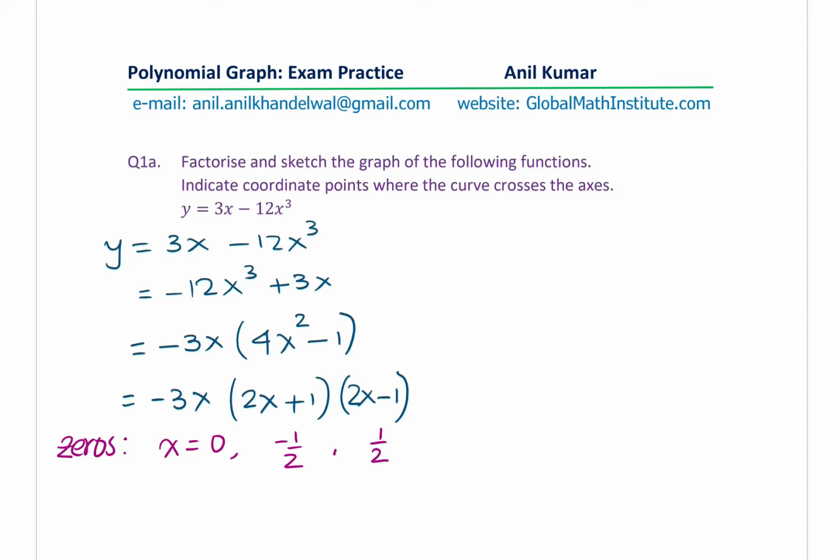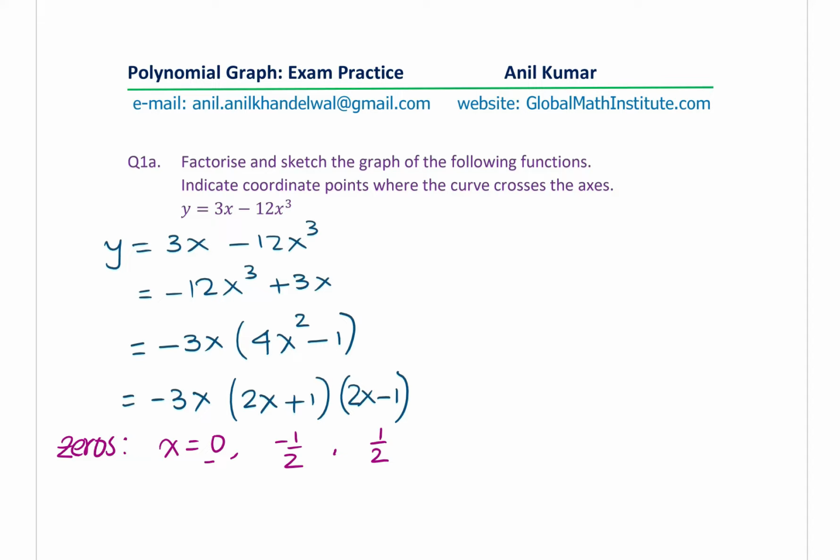All these are linear zeros, right? So we are not writing double zero or cubic zeros. All are linear zeros here. We can find the value of the function at 0, which will be 0. So that is the y-intercept also.